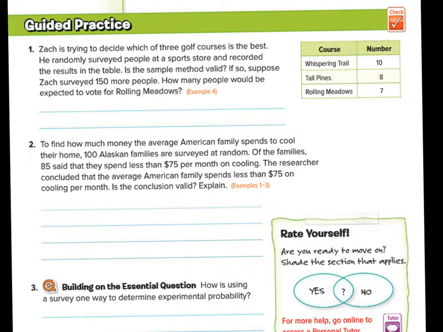And as always, boys and girls, here is the guided practice. Take a look through it. Make sure that you're able to read through the question. If you're not sure on how to do it, go back to example 4 on the video, okay? Or go back to examples 1 to 3 if you don't know how to do number 2.